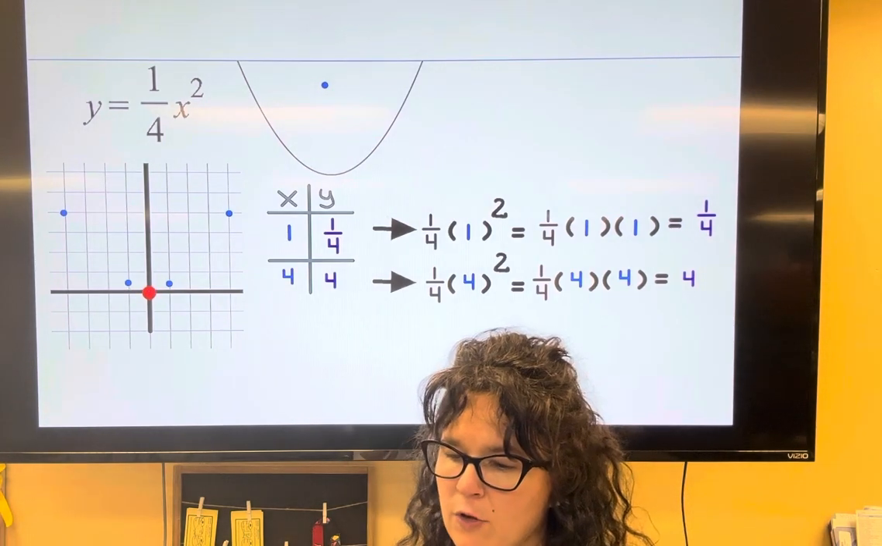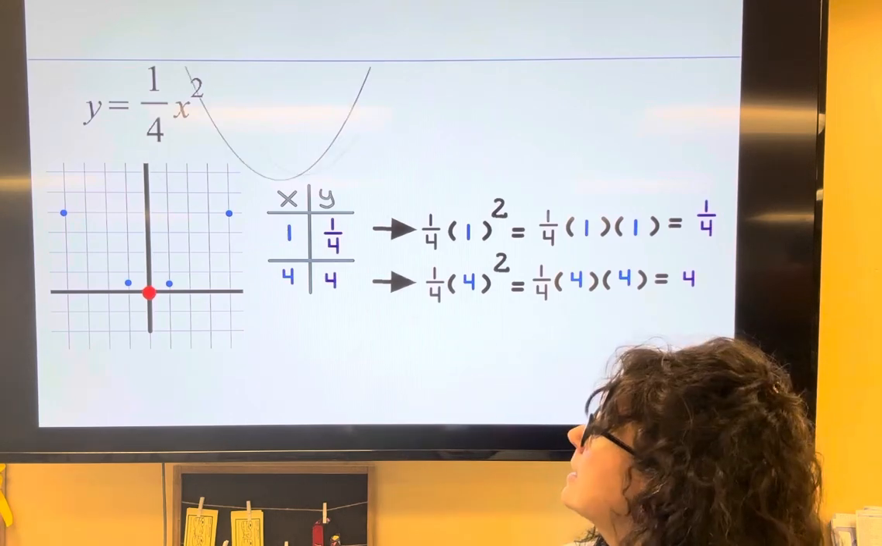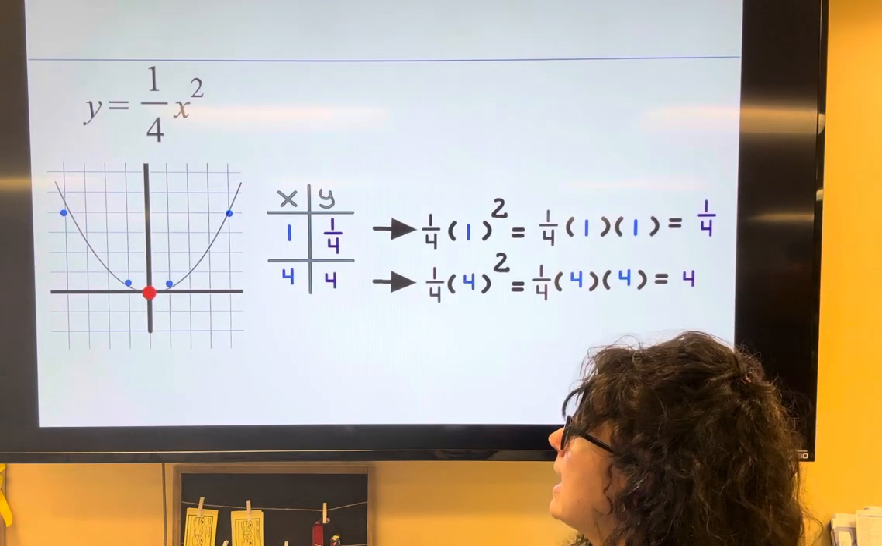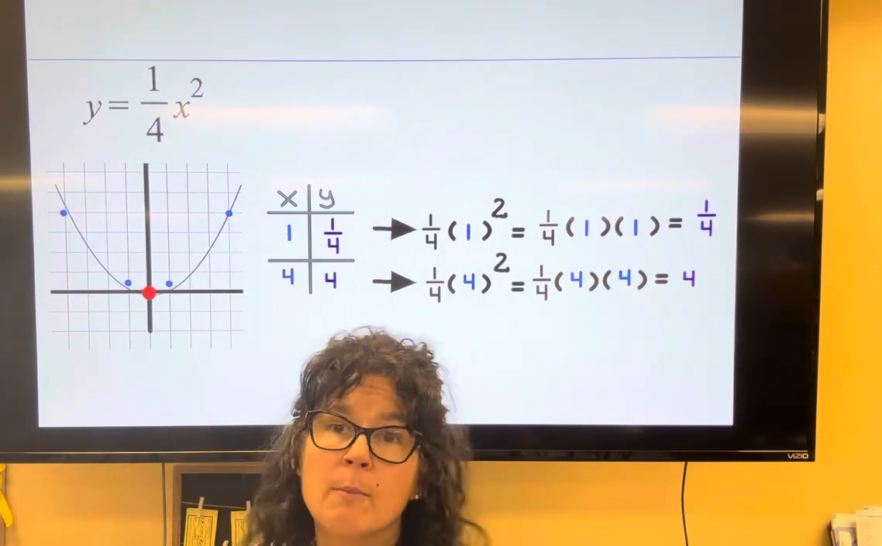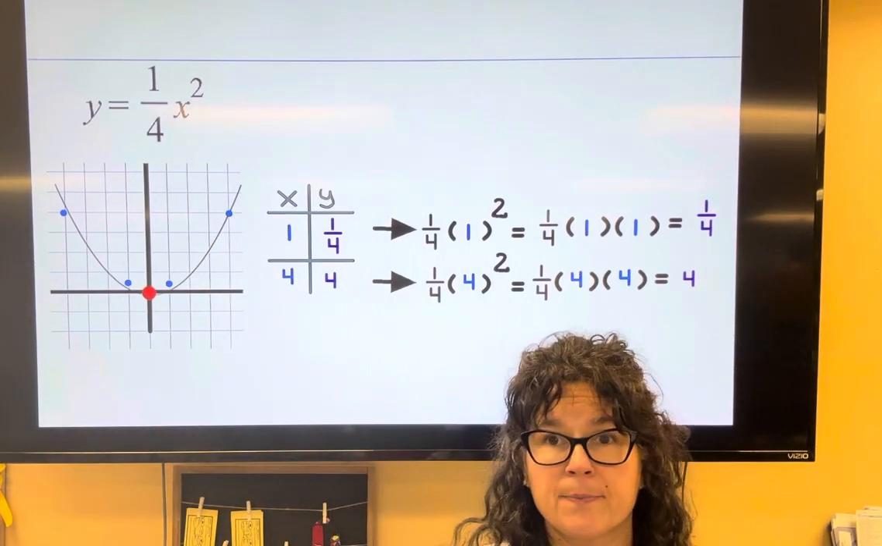Now that I have a few points, I can sketch in this parabola. It's not surprising that it is opening up because the number 1/4 was positive.